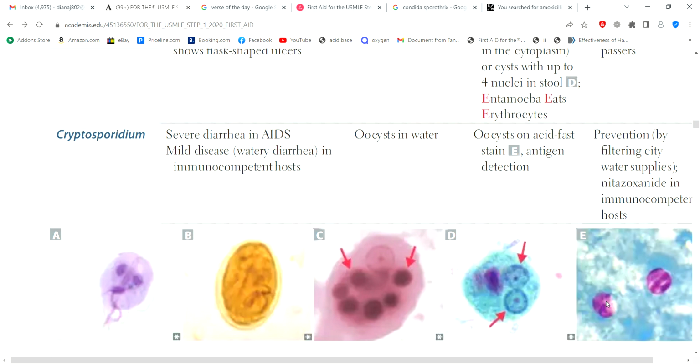Okay, what is a trophozoite? A trophozoite is a growing stage in the life cycle of a parasite when it is absorbing nutrients from the host. So it's like the baby phase of the baby worm.